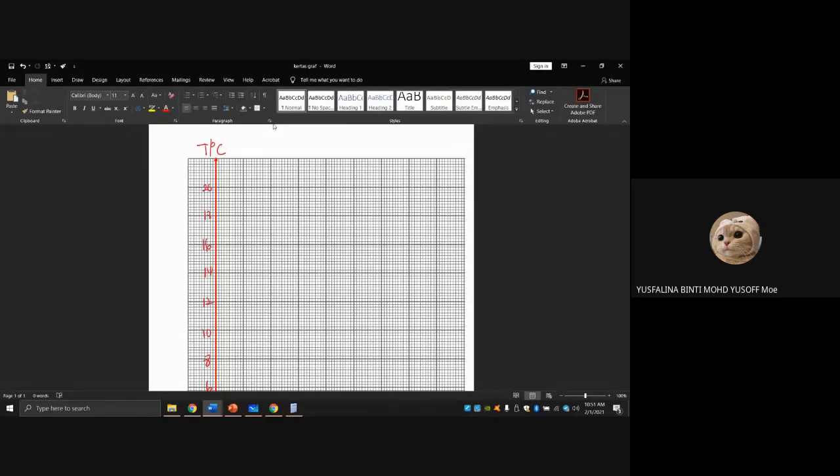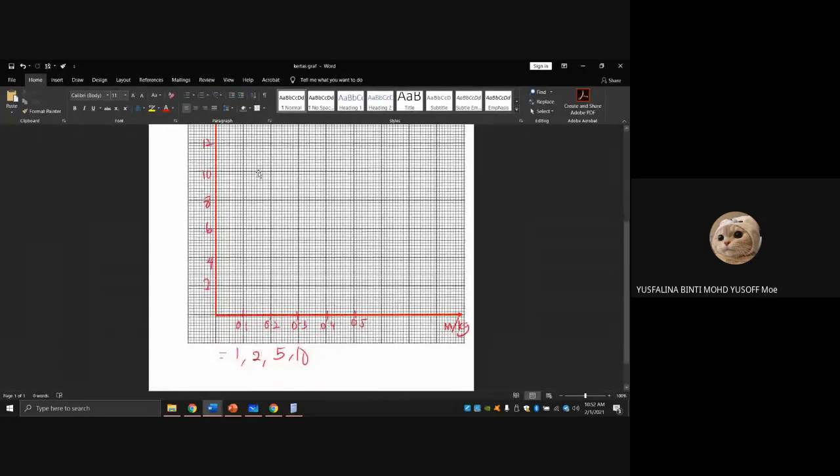To draw a graph, you must use at least 50% of the graph paper. If you use the scale 10, 10, 20, then you finish already, so that graph is wrong. The bigger the graph is better. Alright, and then the next step you have to plot it.